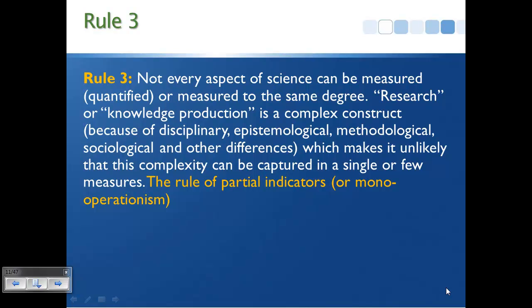So what we then do is that we reduce the construct, the underlying concept of collaboration, to what we can measure about it. And this is the rule of partial indicators. This is a concept that was introduced in 1980 by Ben Martin from SPRU, where he says most indicators in science, never mind bibliometrics, are partial indicators. They only capture part of the meaning of the phenomenon that you want to measure.